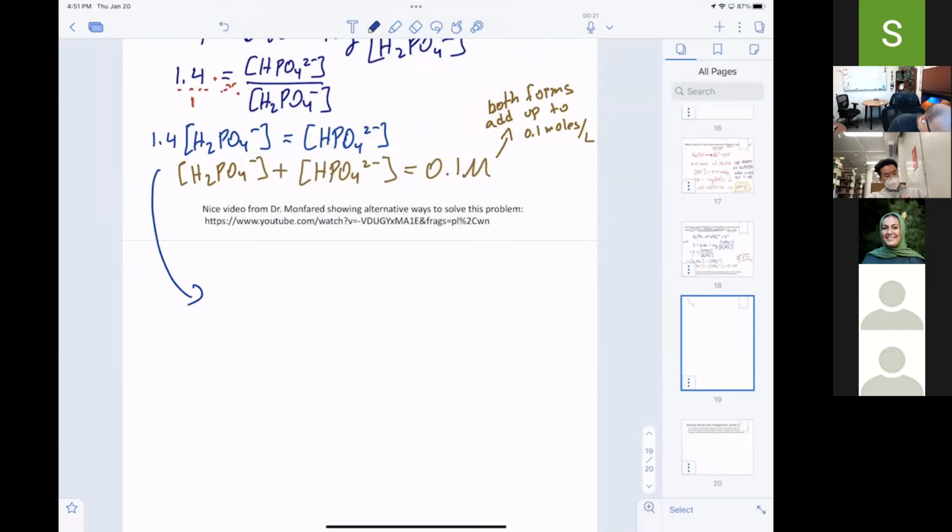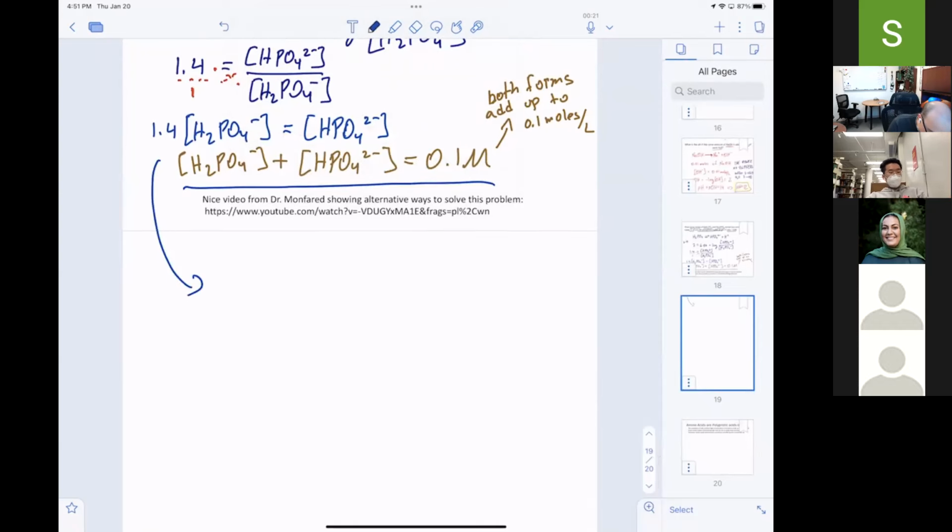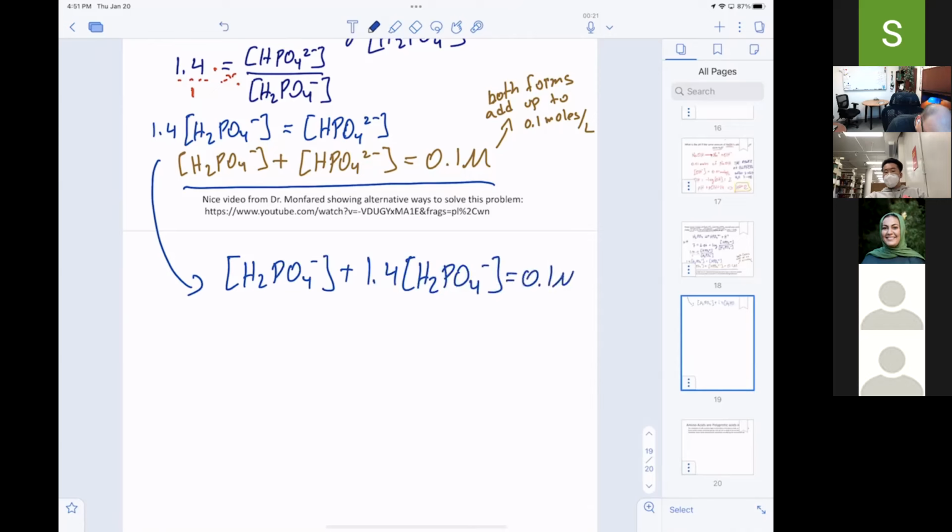So using this equation, I can basically replace one with the other. I can say, for example, H2PO4 plus, instead of putting HPO4 2 minus, I'm going to do 1.4 H2PO4, right? And I know that this is equal to 0.1 molar. Since this is like one, and this is plus 1.4, you can say 2.4 of H2PO4 is equal to 0.1 molar.